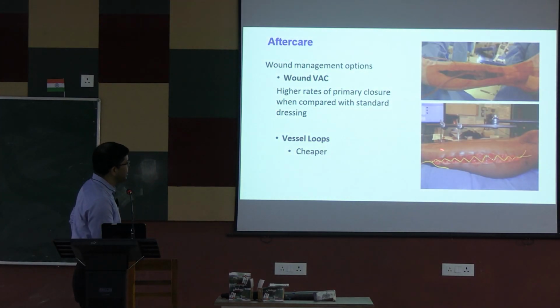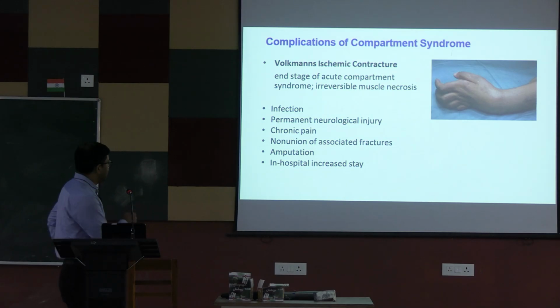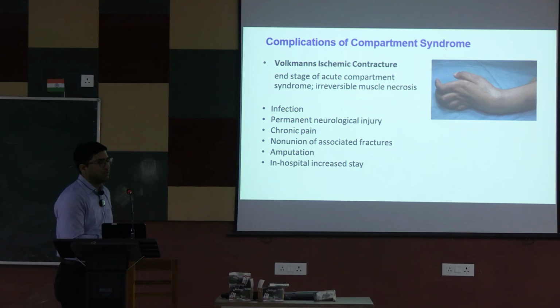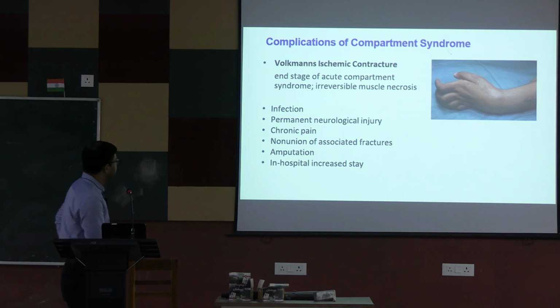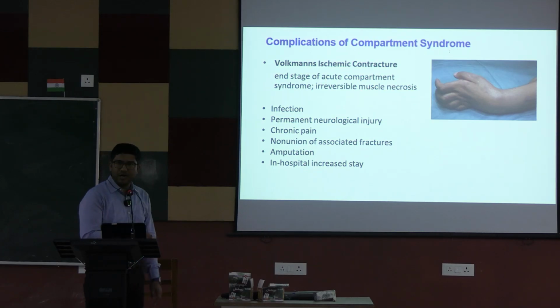There are various ways of closing the wound, such as vac machines or different ways of cleaning the wound. And these are the sequelae of compartment syndrome that you fail to manage, fail to identify and fail to treat. What are these? It could lead to infection, permanent paralysis, neurological injury, chronic pain. If there is a fracture, naturally the tissue is not healthy, so non-union, even amputation. And this, VIC, Volkmann ischemic contracture.